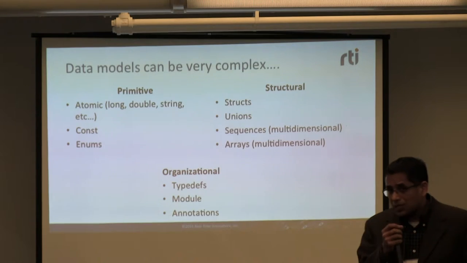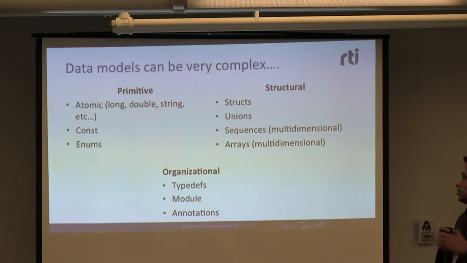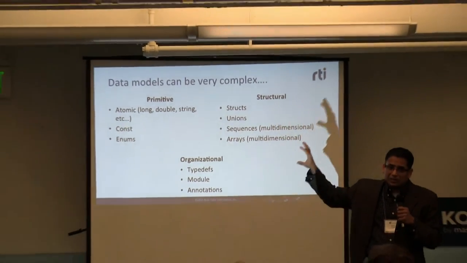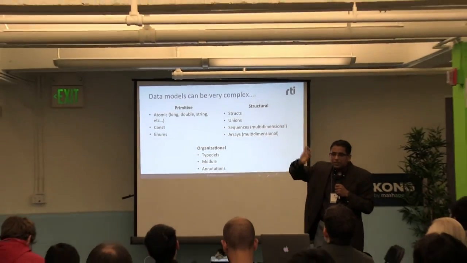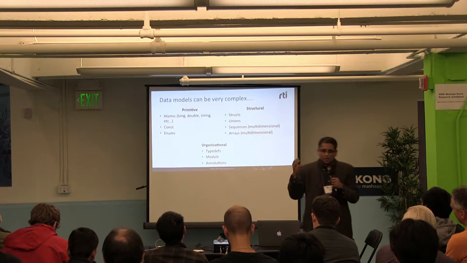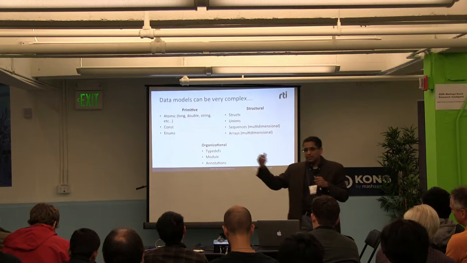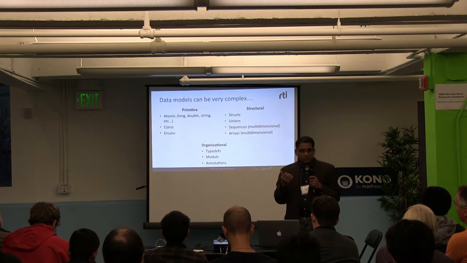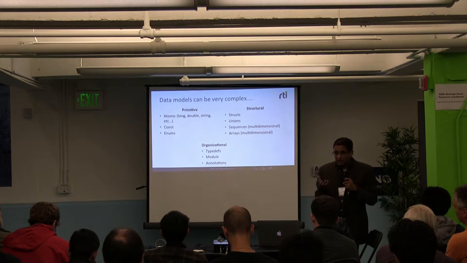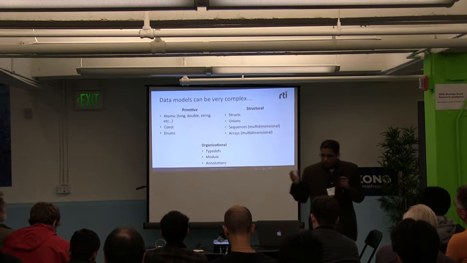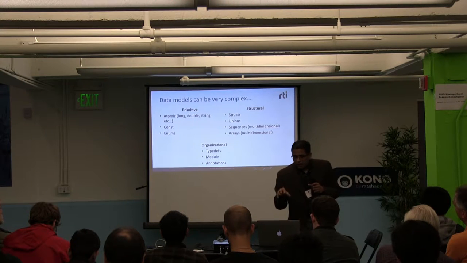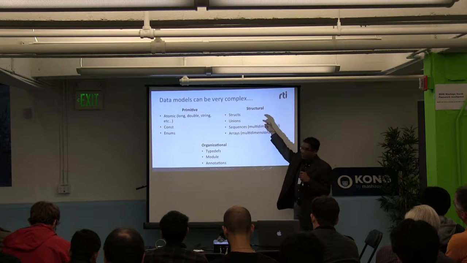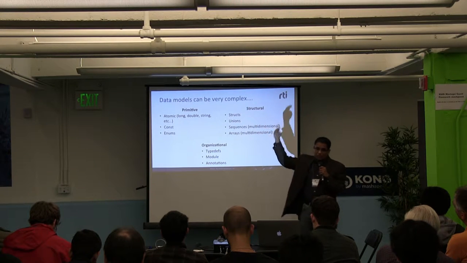Now, data models, of course, can be very complex, right? So this is a high-level organization into really three categories. There are the primitive data types. Those are your atomic ones, like long, double, string, and so on, and mixed type, spec, IDL, and so on, have these defined. There's constants, there's enums. Enums get actually tricky to map. And then structural organization, the composition of those things, so these can be structures. Structures can be structures of structures.